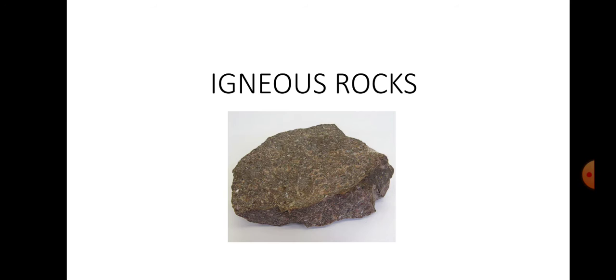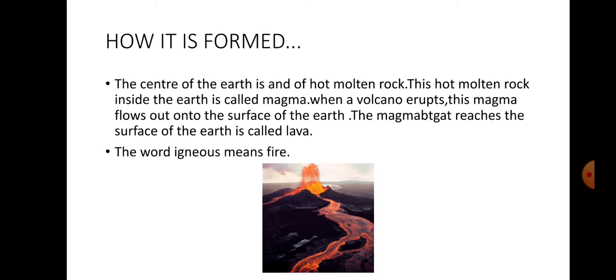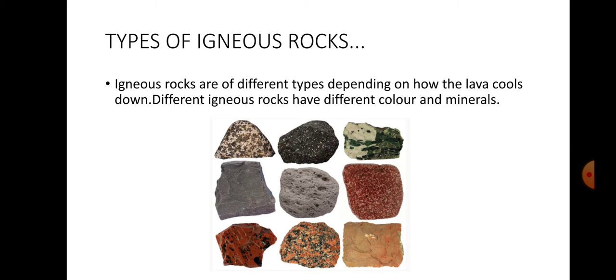In the previous slide you saw this igneous rock. It was made from a volcano eruption. From the lava, the igneous rock is formed. Igneous means fire, so these rocks are made from the fire produced from the volcano eruption. When the volcano erupts, the lava comes out. By cooling this lava, rock formation takes place. The rocks formed in this way are known as igneous rocks.